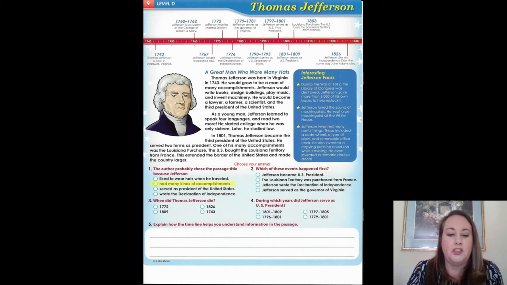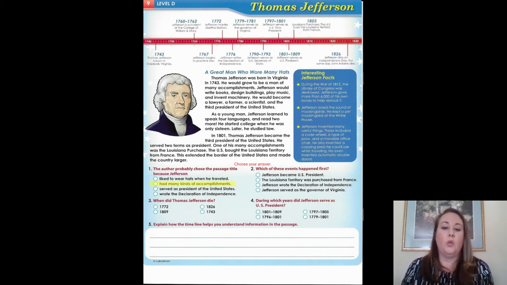Okay, and then the last one, Jefferson served as the governor of Virginia. Okay, now I did not see it in the passage, but I did see it in the timeline. So now I need to go up there and try to find it. So I see that in 1779 through 1781 was when he served as governor.